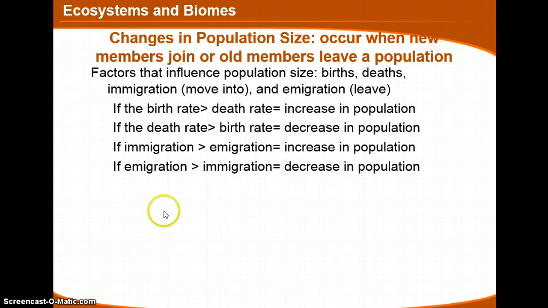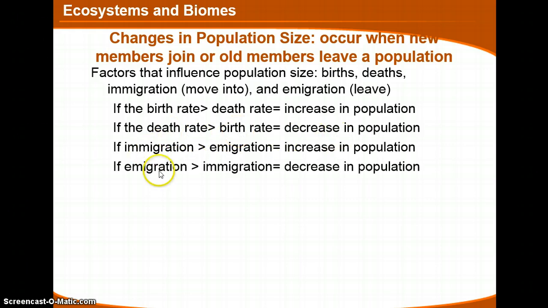We also talked about changes in population. Pretty basically, if your birth rate is greater than your death rate, you'll have an increase in population. If your death rate is greater than your birth rate, you'll have a decrease in population.